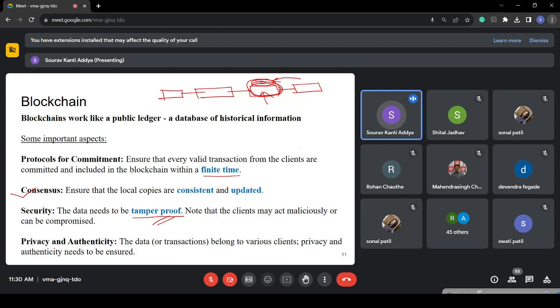Finally, privacy and authenticity. For the data or the transactions of various clients, privacy and authenticity need to be ensured. Otherwise, people will not join your service, right? If you are providing some blockchain service, people will not join your service unless you are providing some security, privacy, or authenticity, right?